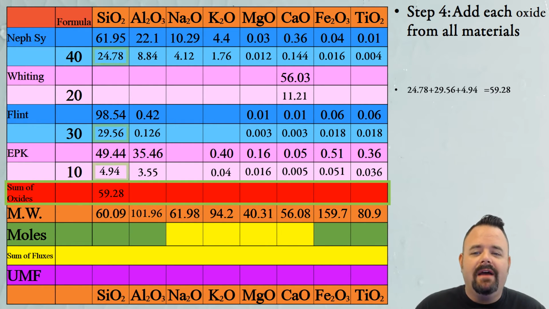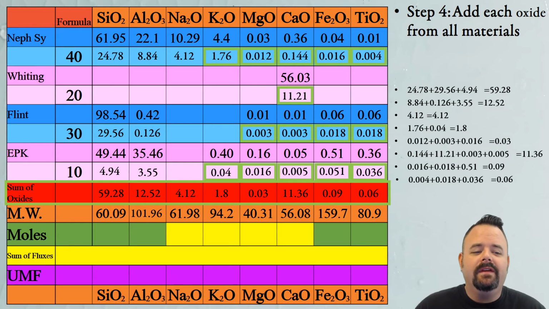Now we're just going to go down the line and do this for each individual material. Alumina is 8.84 from nephsi, 0.126 from flint, and 3.55 from the EPK. Okay, just keep chugging down the line. And now sodium is only coming in from nephsi. It's 4.12%. So we have 4.12% sodium. Okay, makes sense. Even if it's simple, it's just fine. And then we're just going to go ahead and fill in the rest of the numbers here, and you can track my math. I'm pretty sure it's good.